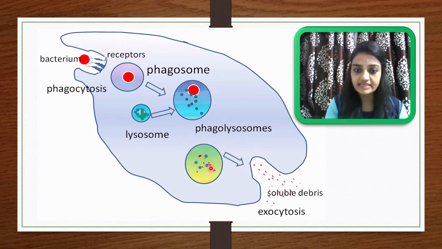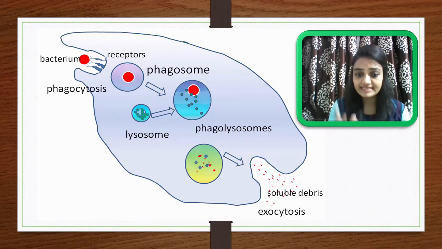Okay, and that's why here you can see it will digest all the particles present in the bacteria, and that's why bacteria will be killed and soluble debris will come out in the form of exocytosis. So in this way, whatever harmful bacteria enter the cell will be killed by the lysosomal activity.